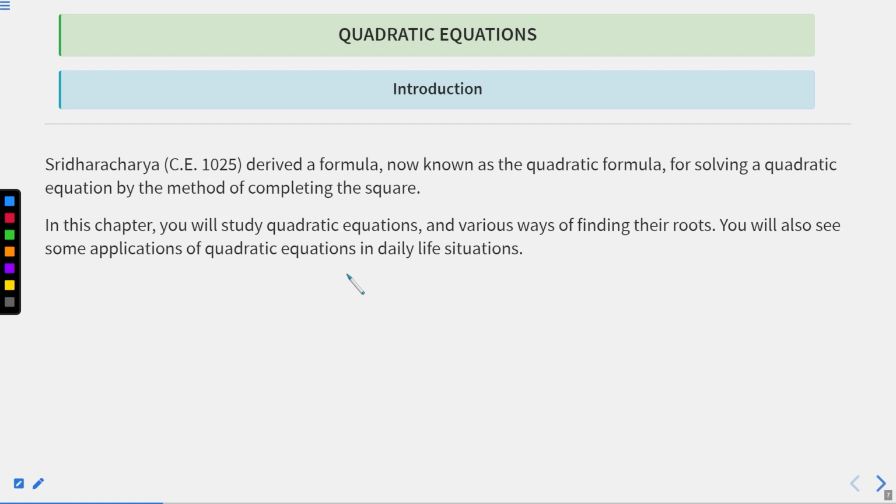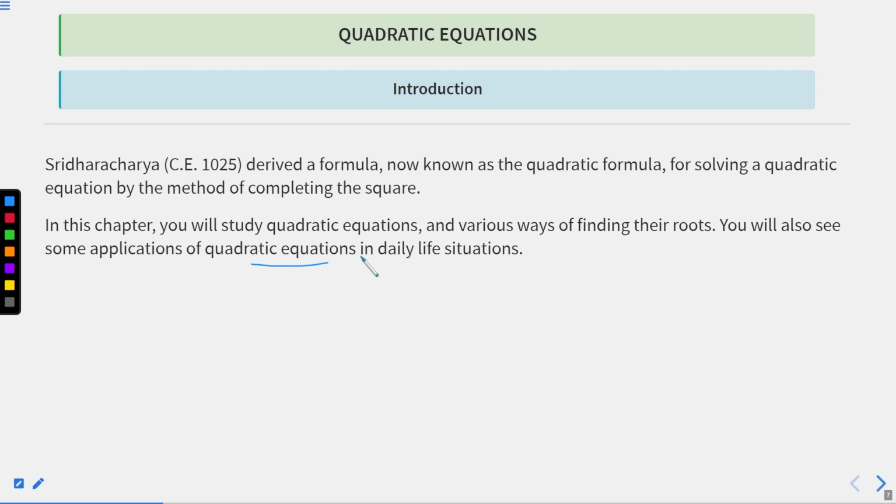Okay, so in this chapter you will study quadratic equations and various ways of finding their roots. You will also see some applications of quadratic equations in daily life situations. So the motive of this chapter is that we will learn about quadratic equations, and various methods of finding their roots. And third, we will also see some applications of quadratic equations in daily life situations.